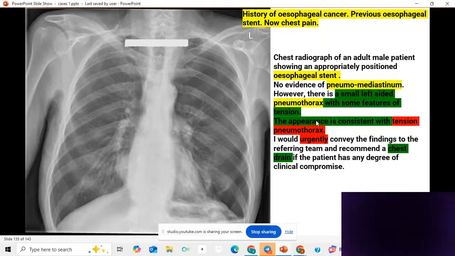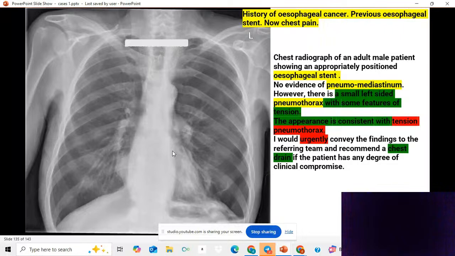Tension pneumothorax is an emergency. I would urgently convey the findings to the referring team and recommend referral to a respiratory unit for a possible chest drain for the pneumothorax if the patient has any degree of clinical compromise.